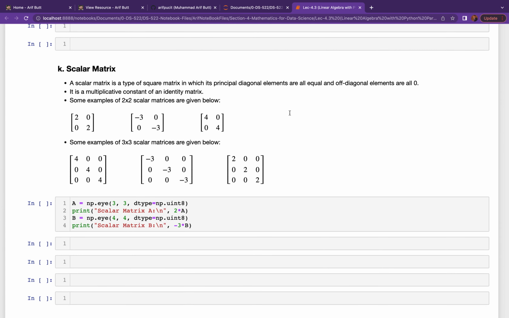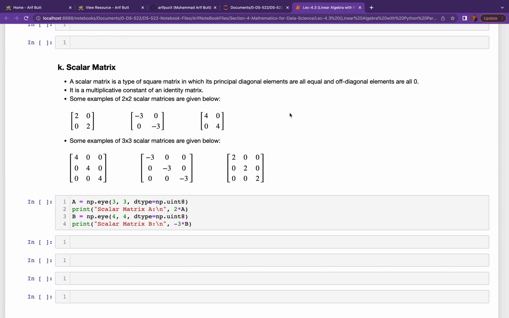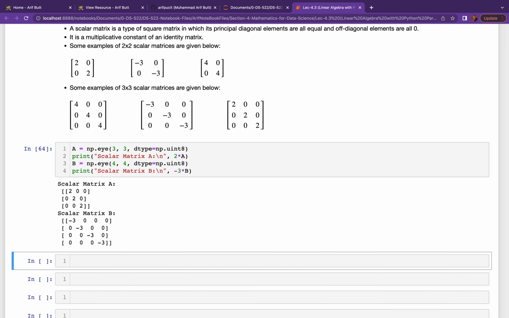Great. So let's talk about the scalar matrix now. A scalar matrix is a type of square matrix in which the principal diagonal elements are all equal and the off-diagonal elements are all 0. So in this case, we don't have ones over here, rather we have the same elements.